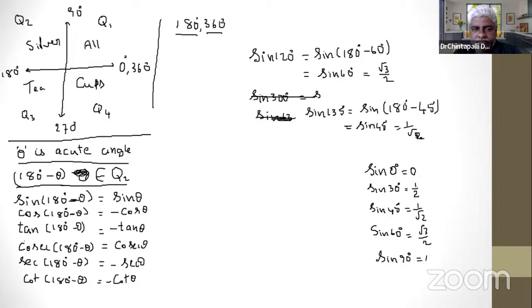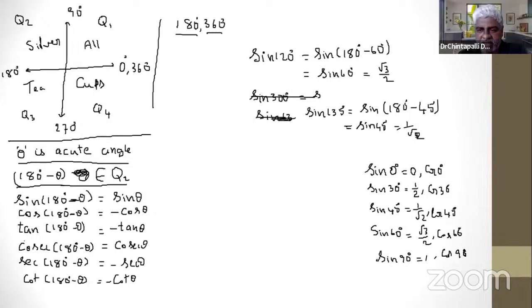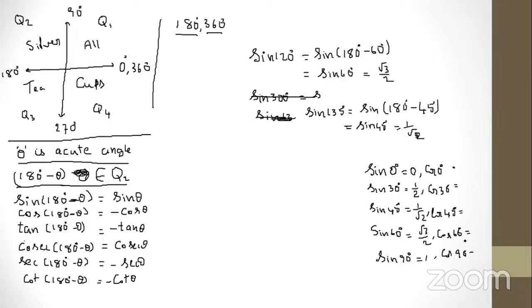Now I'm giving cos 0 degrees, cos 30 degrees, cos 45 degrees, cos 60 degrees, cos 90 degrees. You know, all the values are reverse only. For cos, write these sine values in reverse.